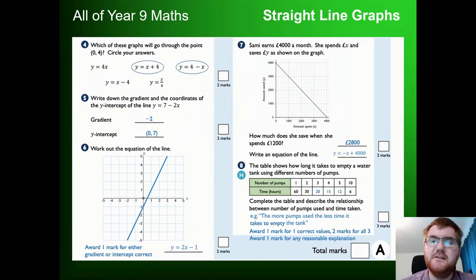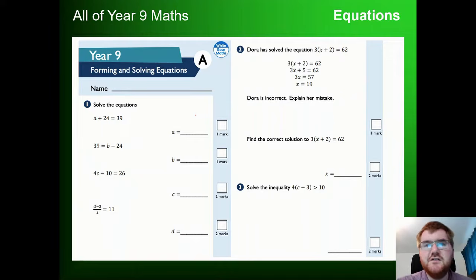Okay, on to equation solving, a really important skill, particularly when you're going to iGCSE, GCSE and beyond. So we need to solve the following equations. Now I always tend to use my arrow approach and use what we call inverse operations. Let's see this in action.